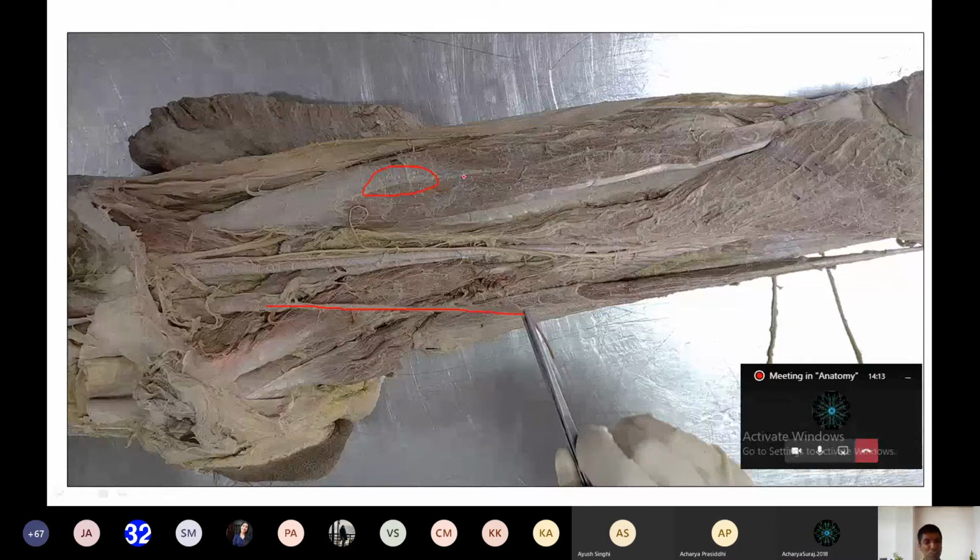Now the question will be its attachments: origin you have to write, insertion you have to write, isn't it? And then its nerve supply. What is the nerve supply? Suraj, can you tell? Femoral nerve. Yes, good. And then what is the action? Action also will be asked. Where is it acting mainly? Suraj only, you can define all the things relating to the rectus femoris.